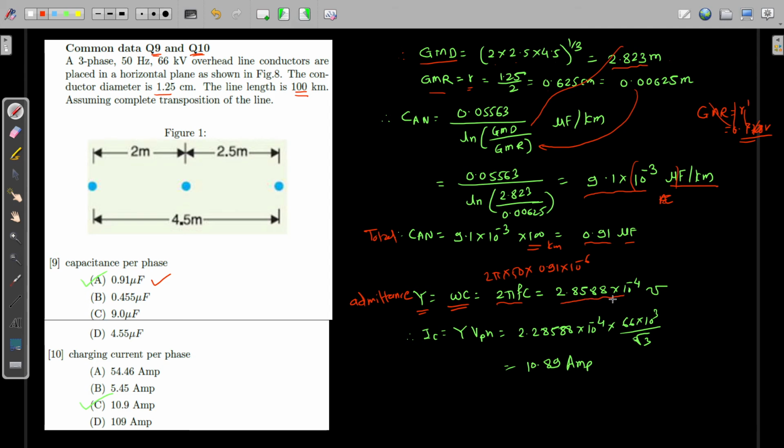So this is the value of Y you will get, and the current is equal to VPH upon ZPH, but in this case 1 upon ZPH is nothing but Y into VPH. So Y multiplied by per phase voltage. The line voltage is 66 kV, that is 66 into 10 raised to 3 divided by root 3. This current will give you 10.89, that is 10.9 ampere.